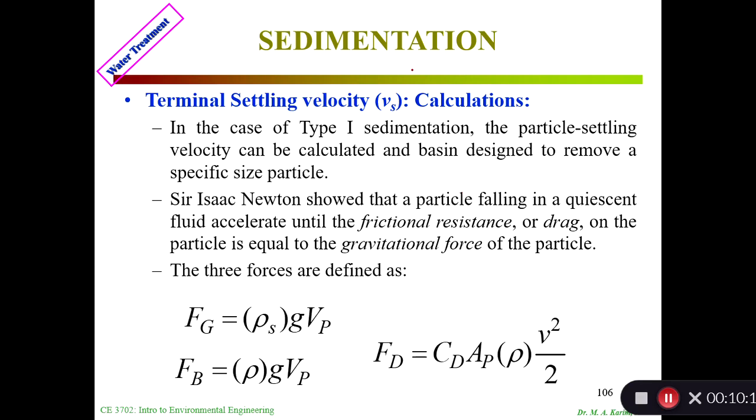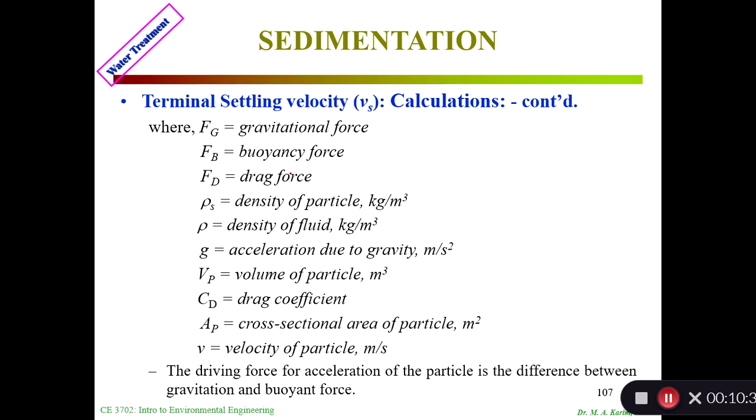So in this case, I'm not going to derive the terminal velocity calculations. Basically, it comes from friction, resistance, drag, and gravitational forces in the water. So here are some of those explanations. I have explained all of those. I think in fluid mechanics, you have used those drag and other things like that.